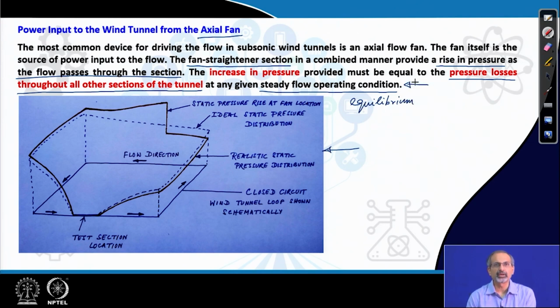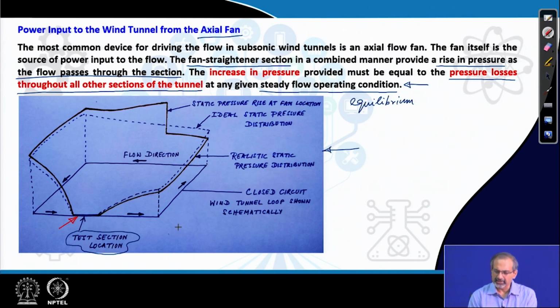Now, if you were to look at how the static pressure varies along the tunnel circuit, then we have to imagine that plan view in mind, and we recall that the test section lies here. The flow is most accelerated at the test section, and therefore, we are finding that the static pressure is lowest at this end. Once it crosses the test section, it gets into the diffuser and the static pressure rises, but there are two lines that we are looking at over here.